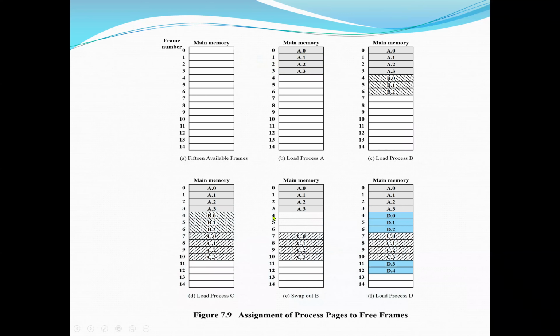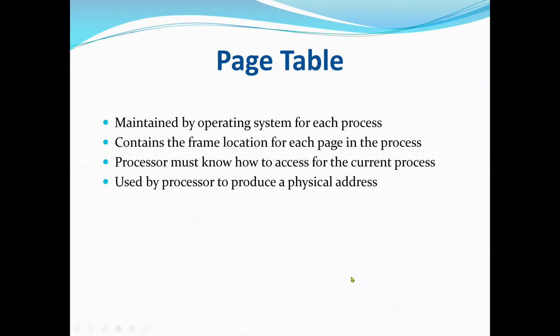This is an example given to us. Here we can see 15 available frames, then load process A, then load processes B and C, then swap out B, then load process D.